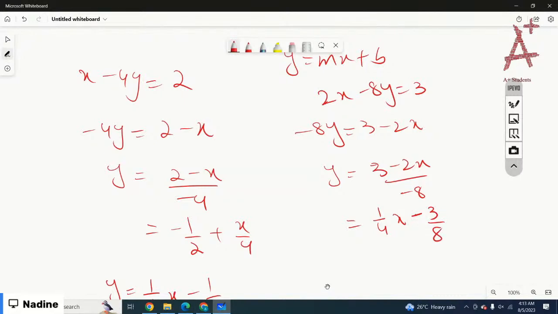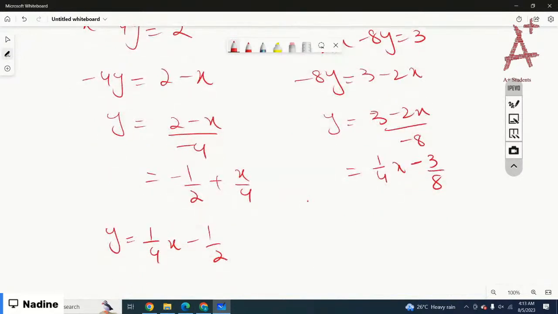Okay, let's just look at their slopes. The slope of this line is 1 over 4 and this line is 1 over 4. Both the lines have slope that is equal, that means both the lines are parallel. If the slopes of both the lines are equal, that means the lines are parallel, right?